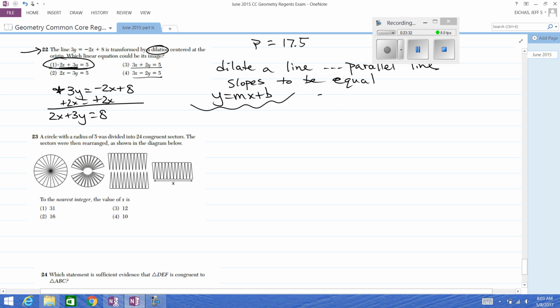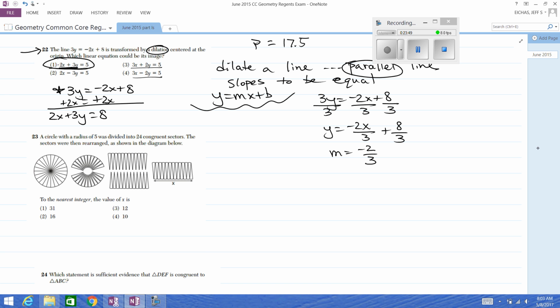So let's go back to this original. 3y equals negative 2x plus 8. What we taught in class is that we would get it in y equals mx plus b form. So our slope for this line is negative 2/3. We need a parallel line, so we know we're going to need the slope to be equal. We would have to go through all these choices and figure out which one has a slope of negative 2/3. So I'll just take choice 1 because I know it's the right one.